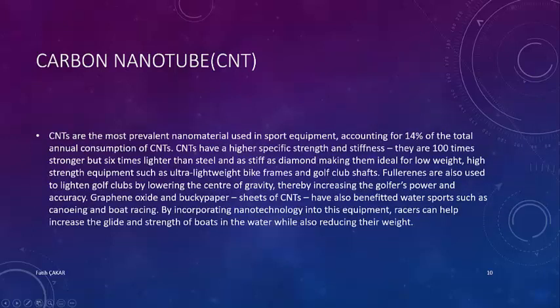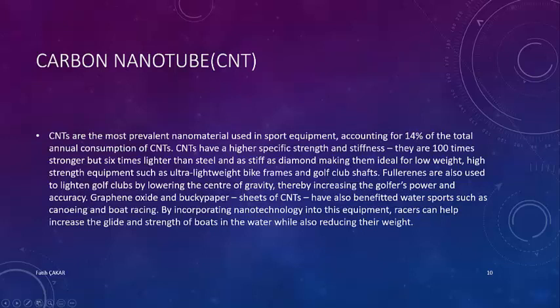Carbon nanotubes are the most prevalent nanomaterial used in sport equipment, accounting for 14% of total annual consumption of carbon nanotubes. Carbon nanotubes have a higher specific strength and stiffness. They are 100 times stronger but 6 times lighter than steel, and as stiff as diamond, making them ideal for low weight, high-strength equipment such as ultra-lightweight bike frames and golf club shafts.